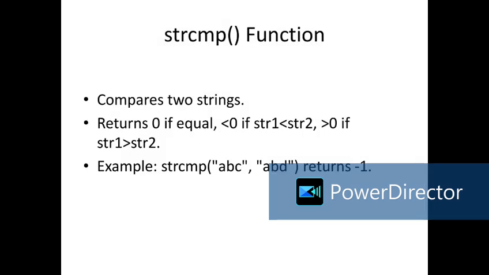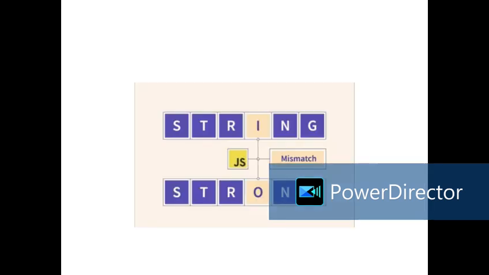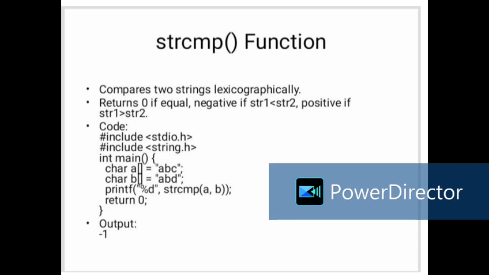String compare. Comparing strings. Another commonly used function is strcmp, which compares two strings. #include <string.h>, int result = strcmp("apple", "banana"); printf("Comparison result: %d", result); Output: comparison result is -1.